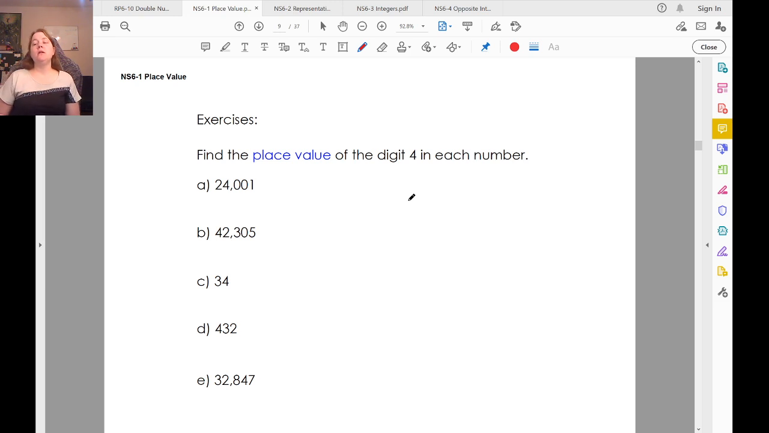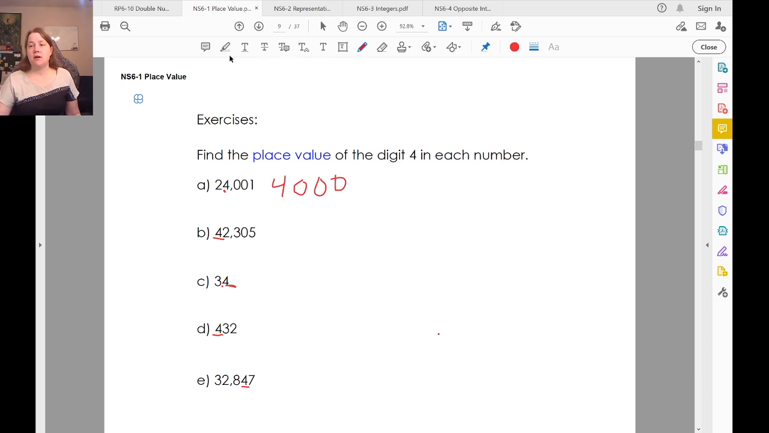They want you to find the place value of the digit 4 in each number. So I'll go ahead and underline each number 4. You go ahead, pause the video, and we'll talk about the place value when you come back. Welcome back. So if we look at that 24,001, the value of the 4 is actually going to be 4,000.